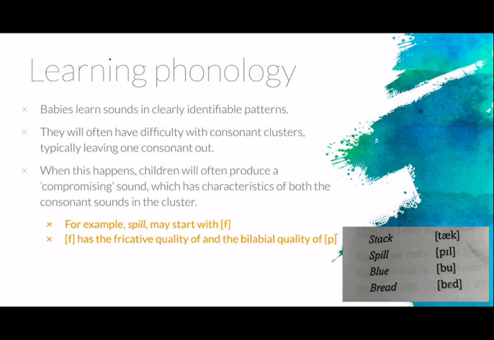So babies learn sounds in clearly identifiable patterns. They will often have difficulty with consonant clusters, meaning a whole lot of consonants all grouped together, typically leaving one consonant out if they are saying a word that has quite a few consonants together. When this happens, children will often produce a compromising sound, which has the characteristics of both the consonant sounds in the cluster. For example, spill may start with an F because it has the fricative quality of the S and the bilabial quality of P.